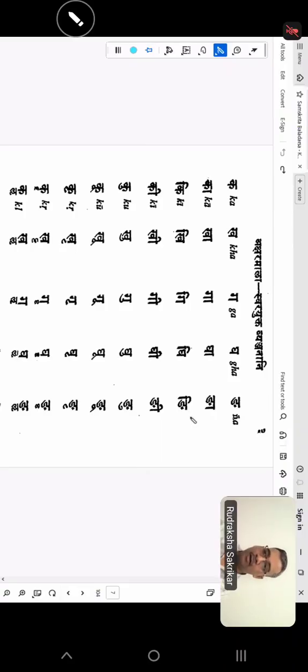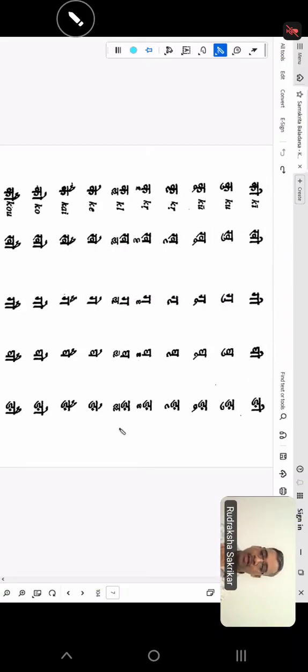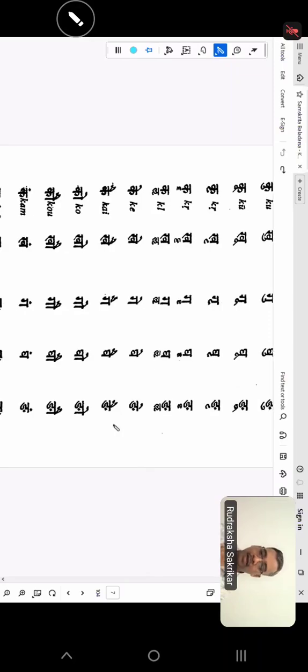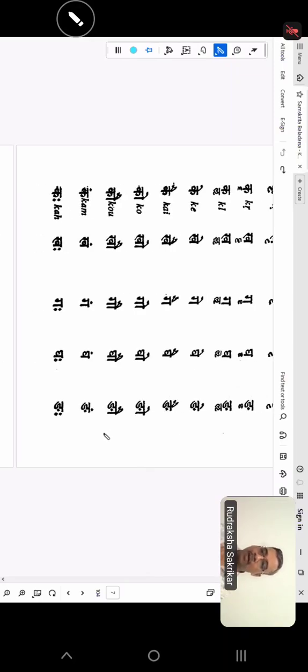Ng, ng. In the throat, we should be able to feel the activity. Whenever the air is passing, the pronunciation is actually happening through the throat. The throat is the place from where this sound is articulated. Ng, nga, ngi, ngi, ngu, ngu, ngru, ngru, nge, ngai, ngo, ngau, ngam, ngaha.